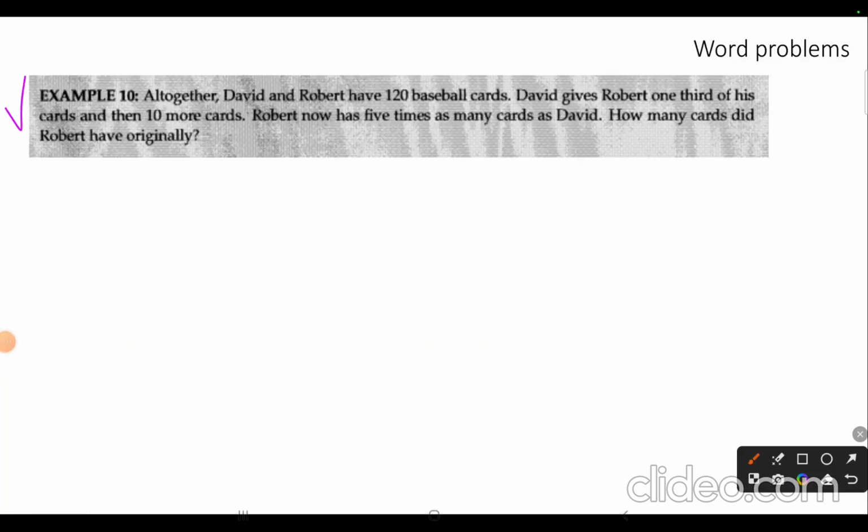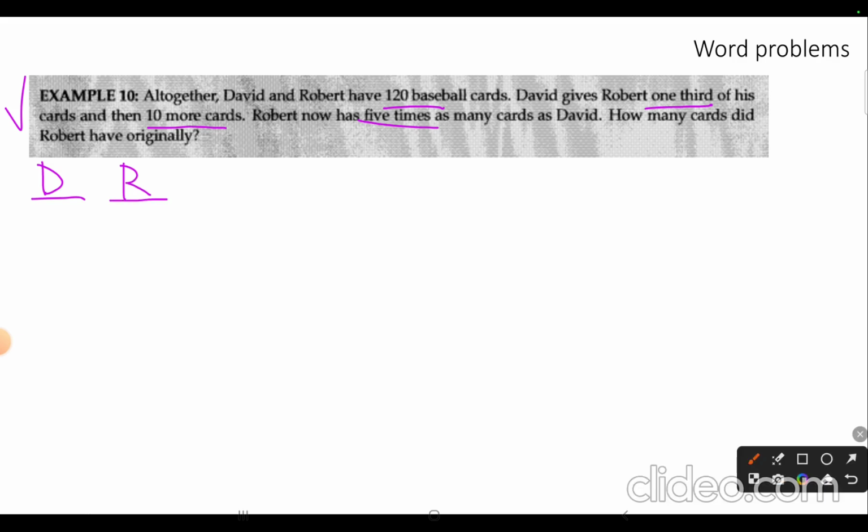Let's solve this example 10. Altogether, David and Robert had 120 baseball cards. David gives Robert 1/3 of his cards and then 10 more cards. Robert now has 5 times as many cards as David. How many cards did Robert have originally? Let's write David and Robert.